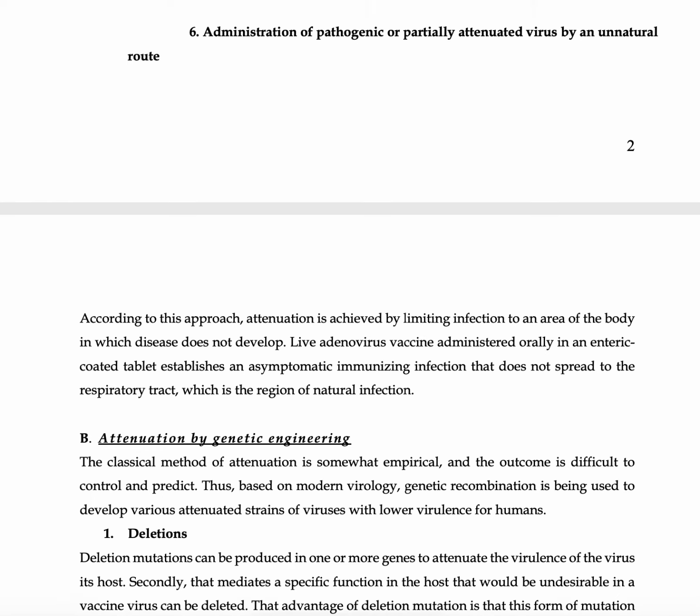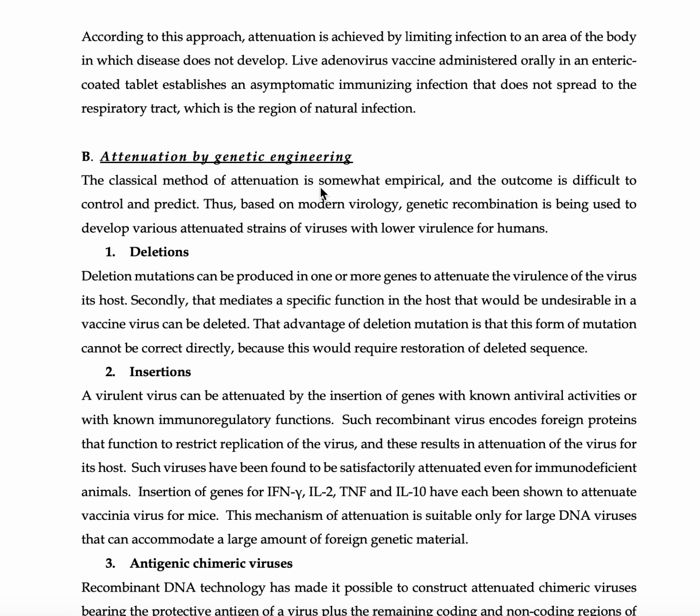So these were the classical processes for live attenuated vaccine production. In the next video lecture, I'll talk about the genetic engineering approach for production of live attenuated vaccine.